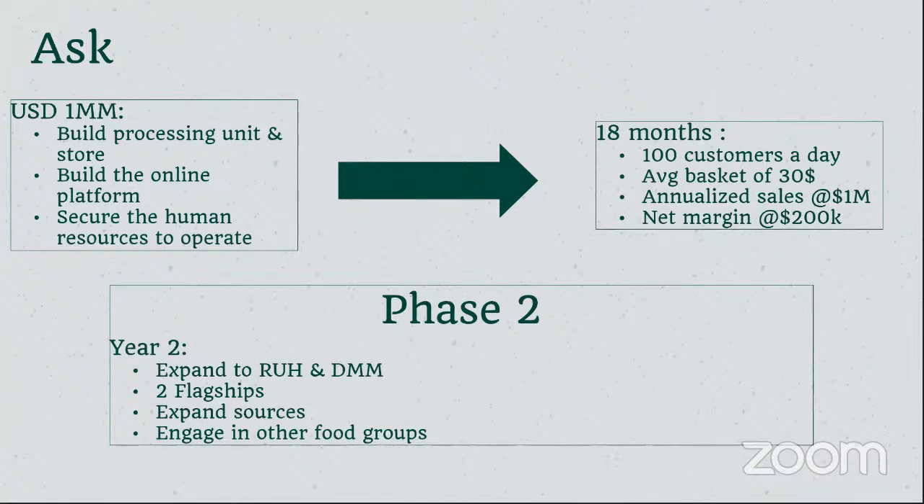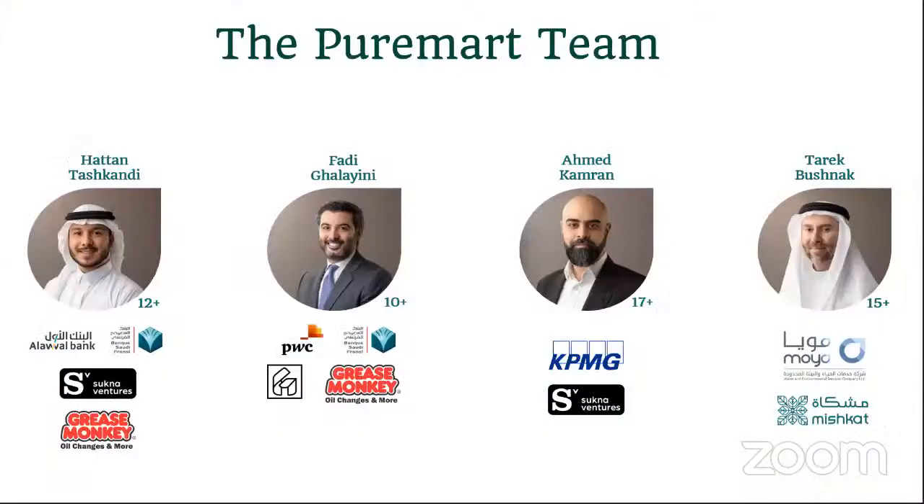Our next step at year two is to expand to the capital Riyadh and Dammam on the East Coast through the opening of a flagship store in each of these cities, engage in other food groups, and grow our teams to support the expansion. Our team is made of ex-corporate bankers, strategy consultants, and agricultural specialists, all extremely excited to have embarked on this journey to help people eat better, easier. Thank you.